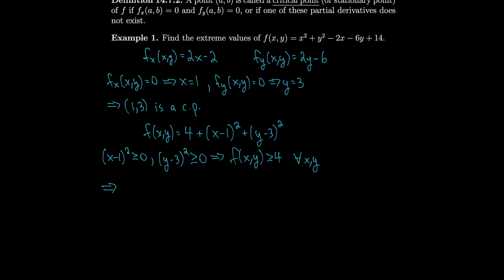So that means that f of (1, 3), which is equal to 4, must be a local minimum, because that's the smallest it could possibly be. So if we were to graph this, notice that this is like 4 plus x squared plus y squared equals z. So that's just like y equals x squared, but in 3 dimensions. So it's an elliptic paraboloid. It's like our 3-dimensional parabola shape. So it looks roughly something like this.